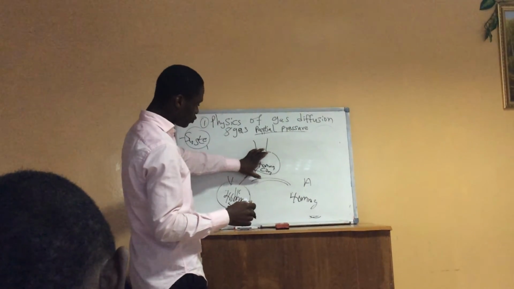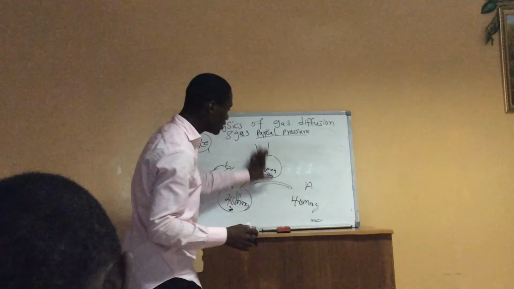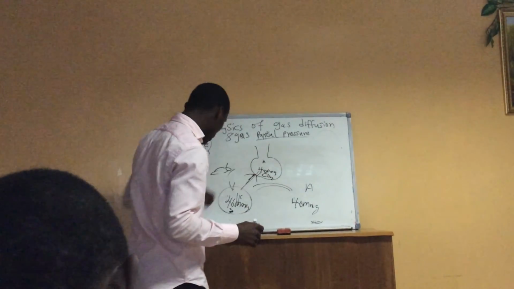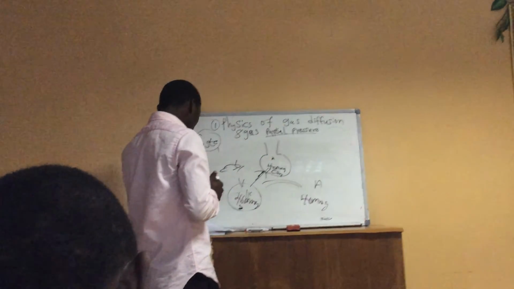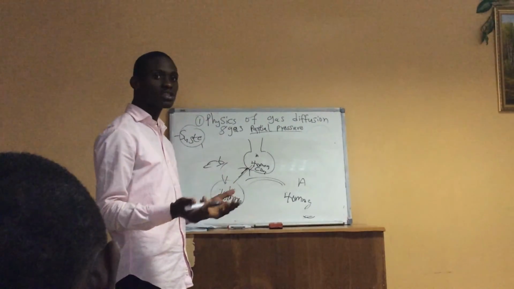Now, the partial pressure of CO2 on the venous side is 46. On the arterial side, of course, 40. That was transport from the alveoli. Now we are going to go to a very interesting part of the lecture today, which is the diffusion of blood gases.